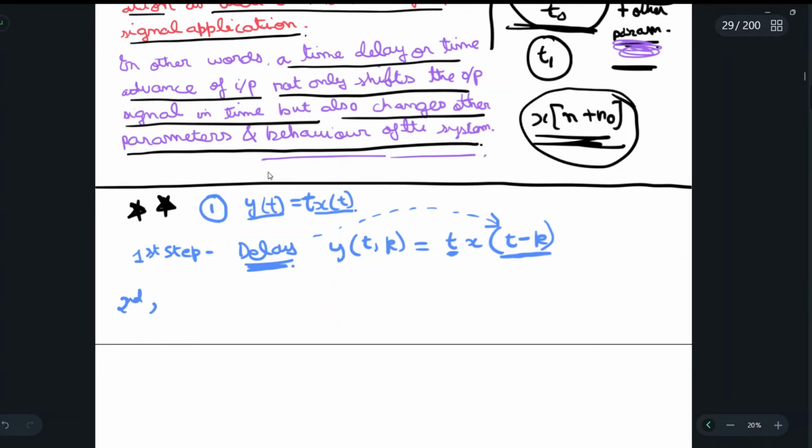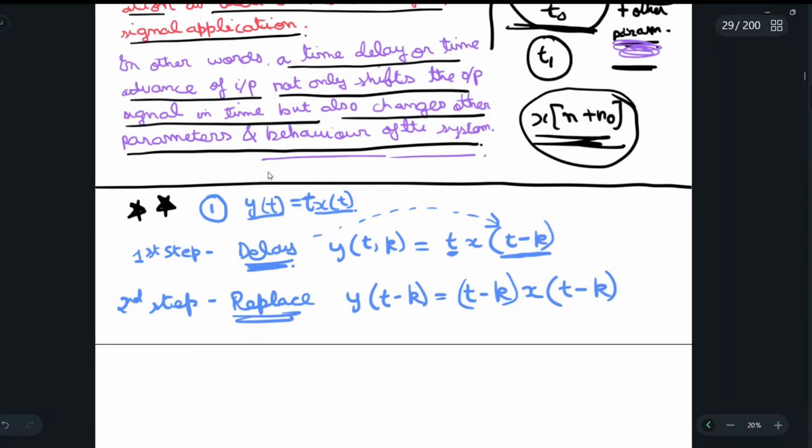What is the second step? In the second step we have to replace. Okay, so how we will do that? Let us see. We will simply replace t by t of minus k. Now over here also we will replace t by t of minus k, because we are replacing it and we are not delaying anything. And here we will also write t minus k.